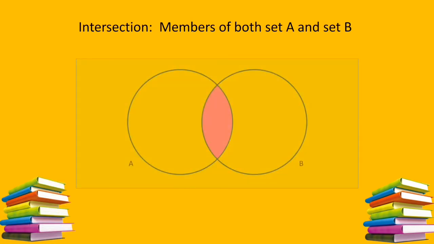Okay students, now here you can see that intersection means the members of both set A and B, or you can say intersection are the common elements, so they will be written in the overlapping area.